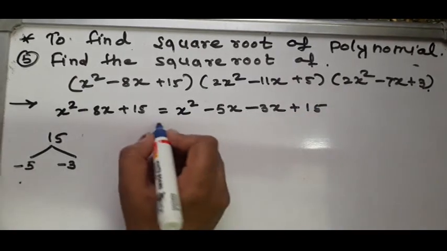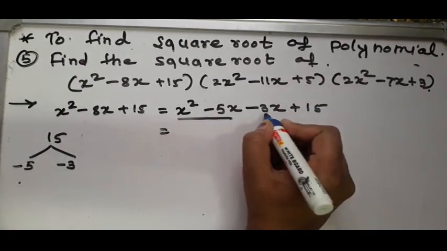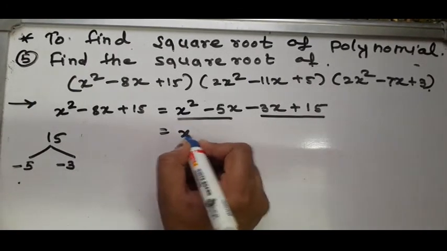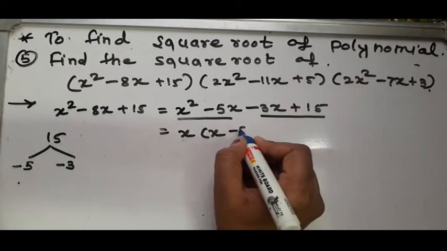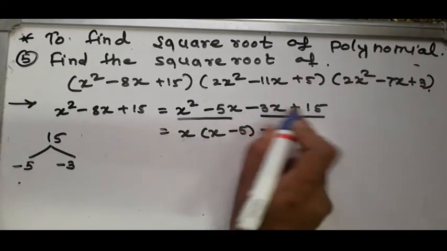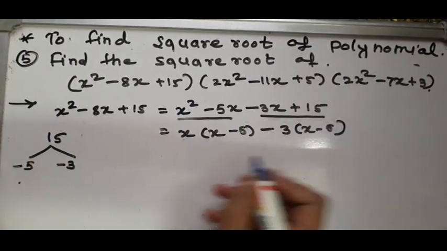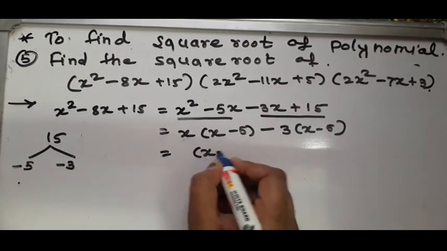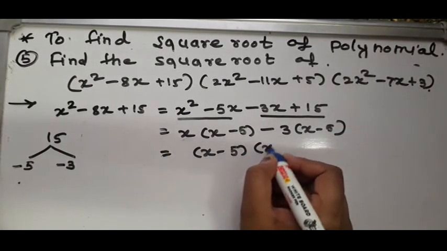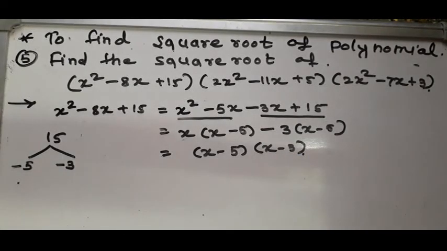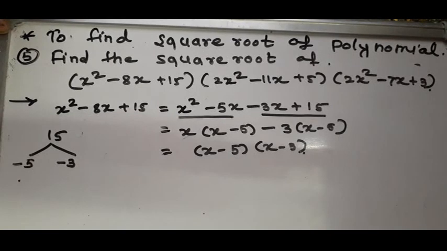Okay, equal to, make group of two numbers. From the first group we take x common, there will be x minus 5 in bracket, minus from this we will take 3 common, there will be x minus 5 in bracket. That is equal to x minus 5 in one bracket, x minus 3 in another bracket. This is our factorization of the first polynomial.